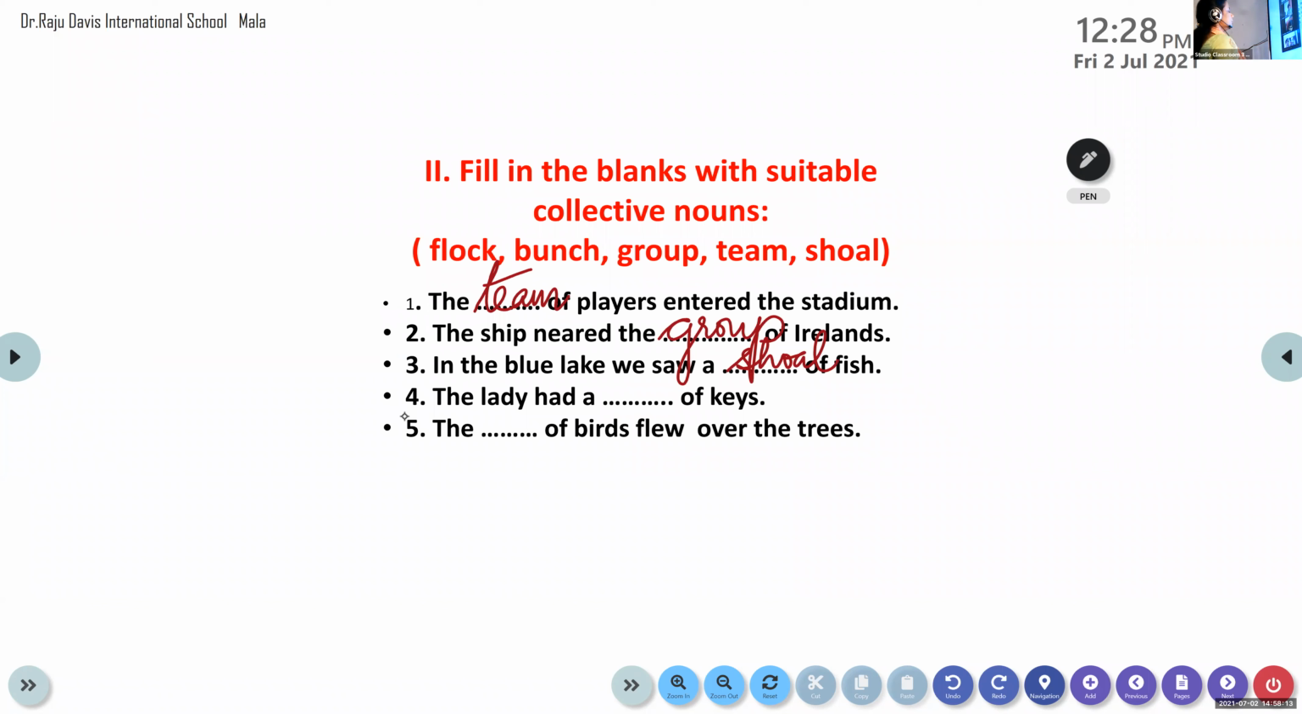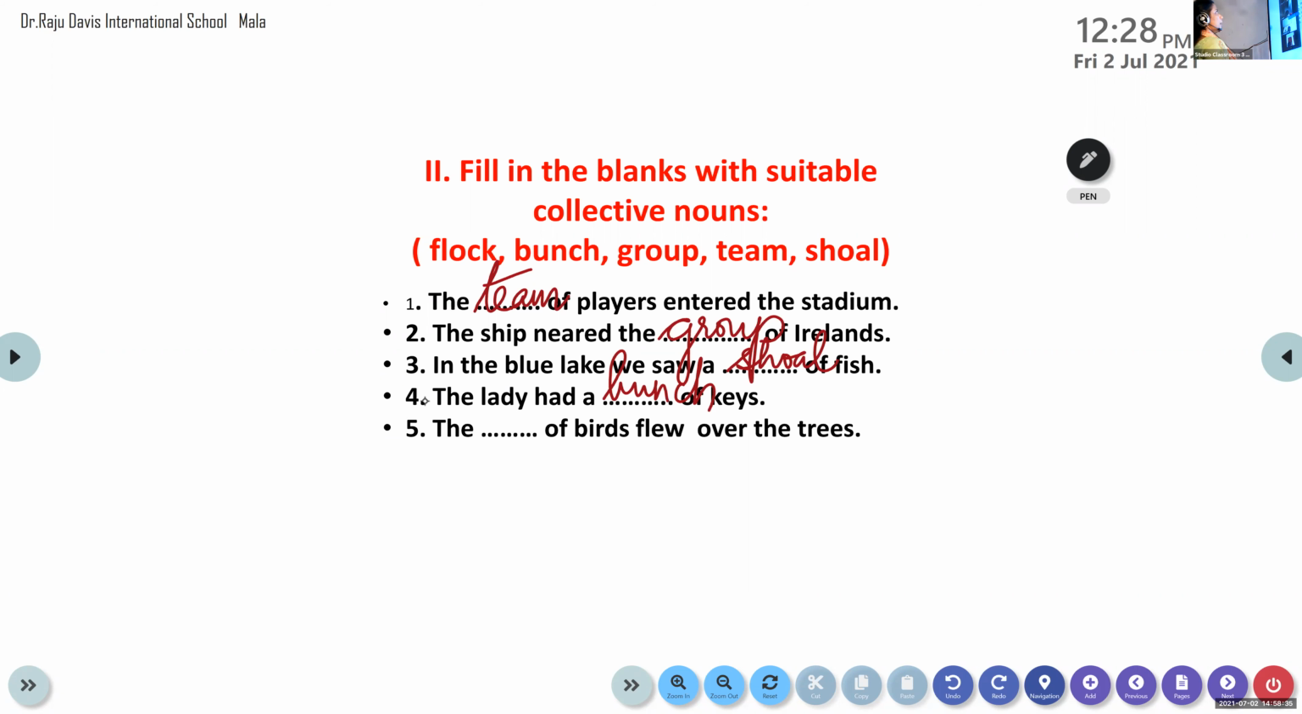The lady had a bunch of keys. Bunch. Very good. The lady had a bunch of keys. Okay, it is bunch. Very good. Now let's move on to the next person. Adrina, come on, do the last one.